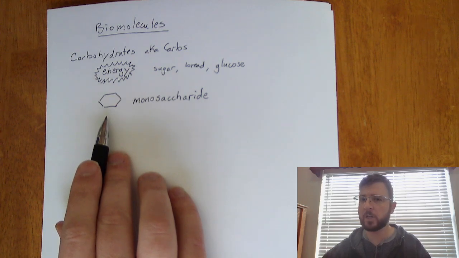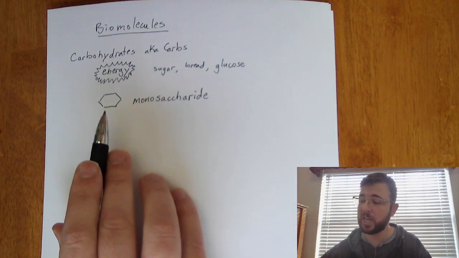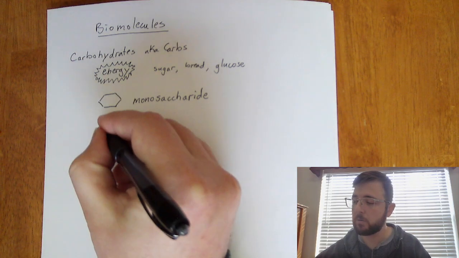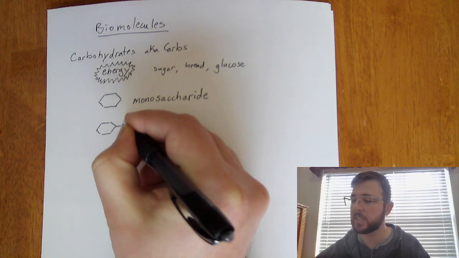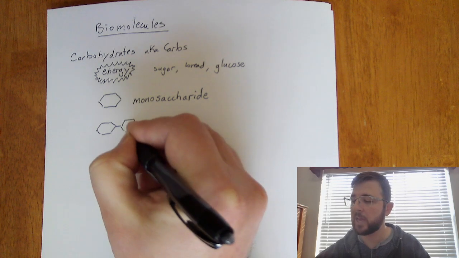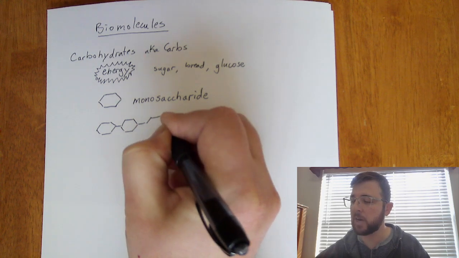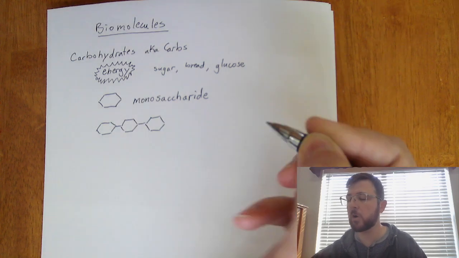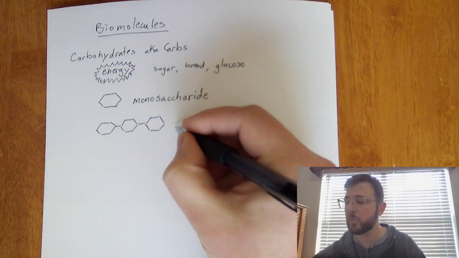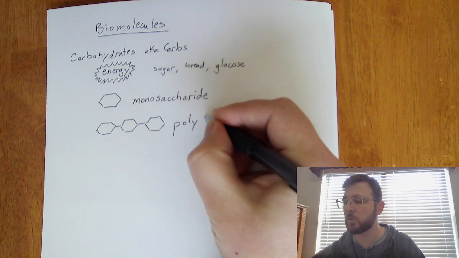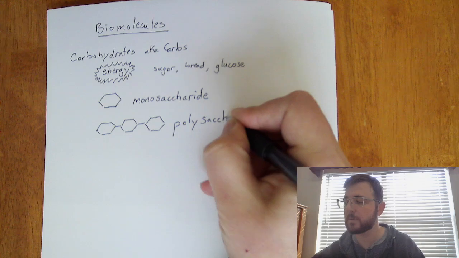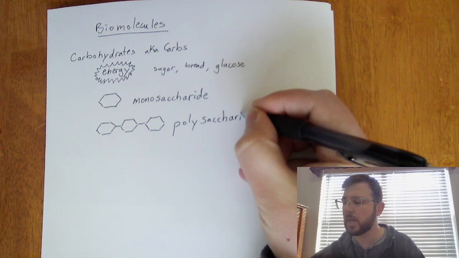Now I said biomolecules are macromolecules. And macromolecules are a bunch of small molecules all put together in a row. So if we were to have a bunch of these monosaccharides bonded together to form a chain of monosaccharides, they would no longer be called monosaccharides. At that point, we'd have many of them, and we'd call them polysaccharides. Polysaccharide.